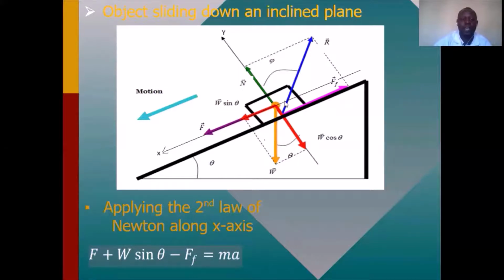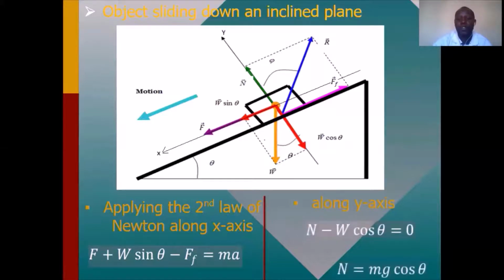So from here, you can get any force you want. You can calculate motion force is equal to mass times acceleration minus weight sine theta plus friction force. You can calculate acceleration, you can calculate friction force, and so on and so on. So along the y-axis, the normal is equal to the mass times acceleration due to gravity times cosine of the angle theta, like the previous case.